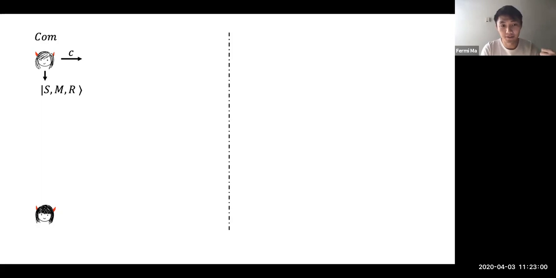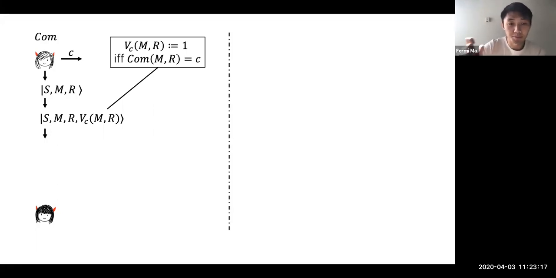Okay, so in the first stage, this attacker comes up with some classical string C, and she outputs her qubits, the state S, her message M, and opening R. And what we're going to do as a challenger is compute this one bit, this Boolean value V sub C applied to M comma R. This just checks whether or not the message and the randomness written in those registers are actually valid. So in superposition, we are checking if M and R are a valid message opening pair for the commitment C, because the adversary outputted this classical C, and that defines what we're checking against. So we're computing this 0,1 bit in superposition.